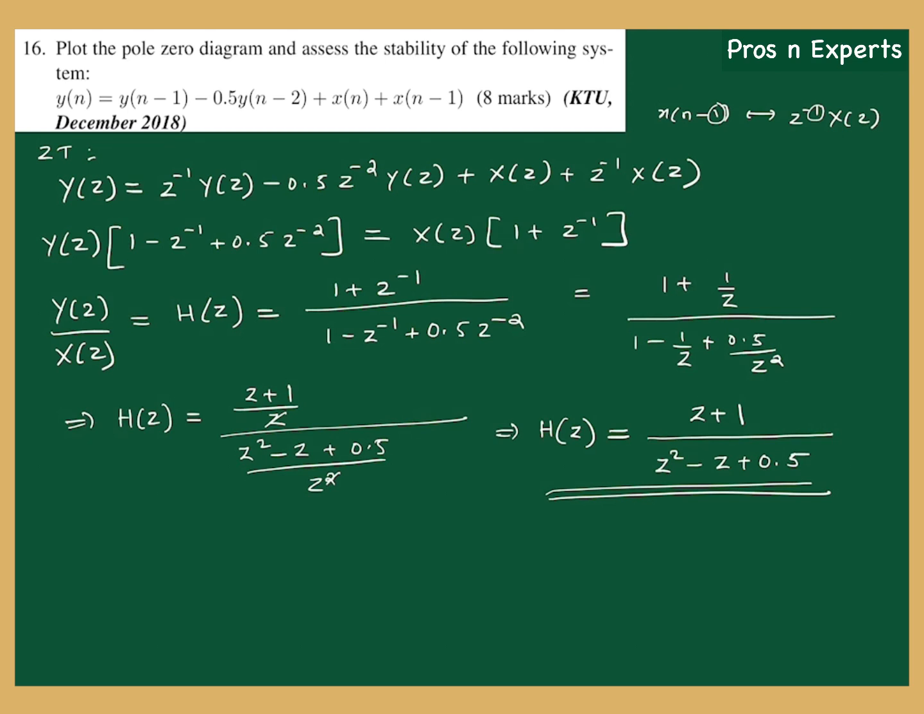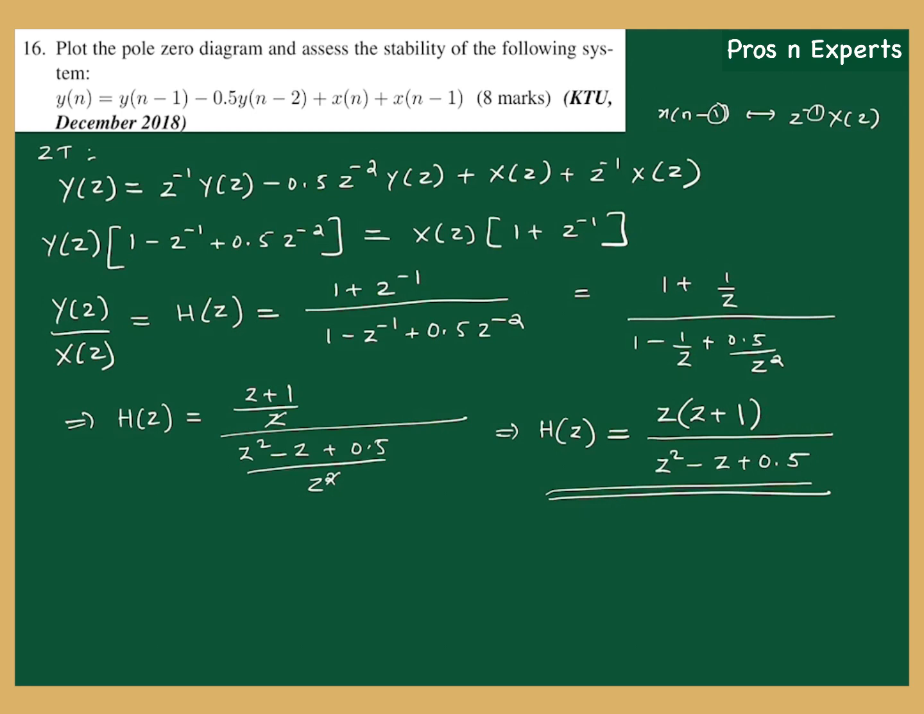Actually, what are zeros? Zeros are those values of z which make the numerator zero. So z plus 1 equal to 0 means z equal to minus 1. Oh yes, I have a z here, right? One z and only one z cancel, so a z will remain in the numerator. So z into z plus 1, that's the correct one. Sorry for that.